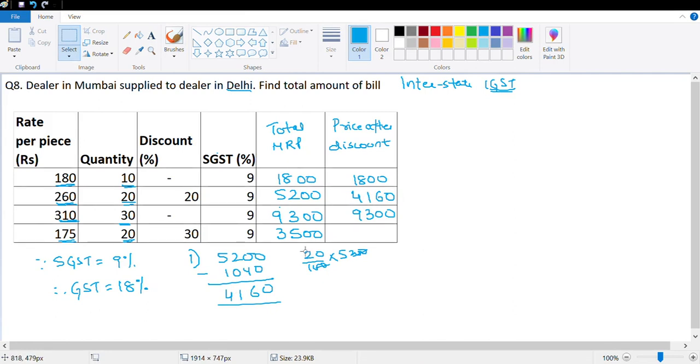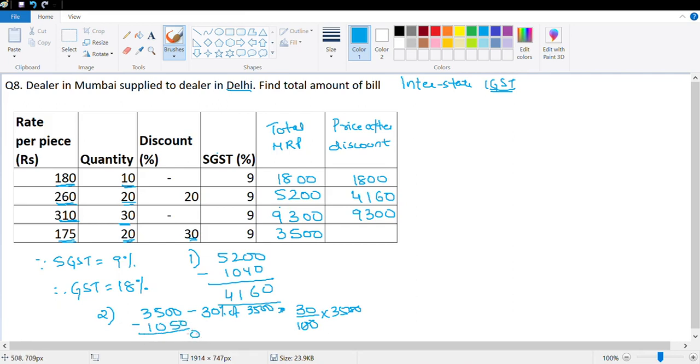Next, the last one. In this case, the discount is 30%. So we are looking at 3,500 minus 30% of 3,500. 30 upon 100 into 3,500. 35 into 3, that's 105. So we are looking at minus 1050. 10, 0 minus 0, 10 minus 5 is 5, 4 minus 0 is 4. So this is 2,450. So this is the discounted price here.